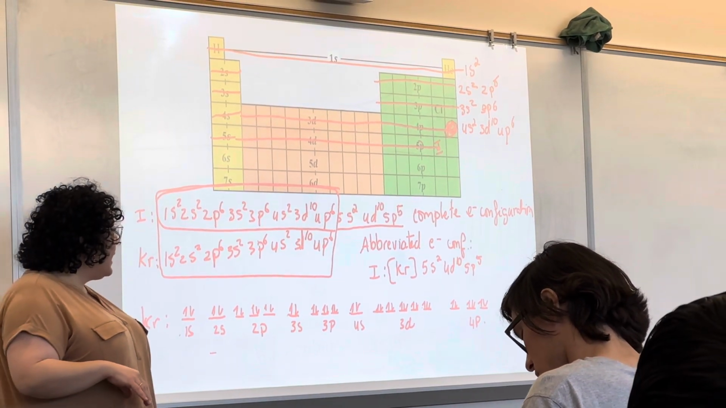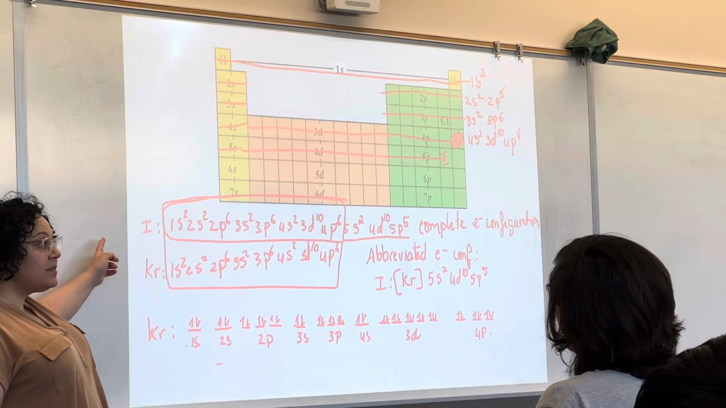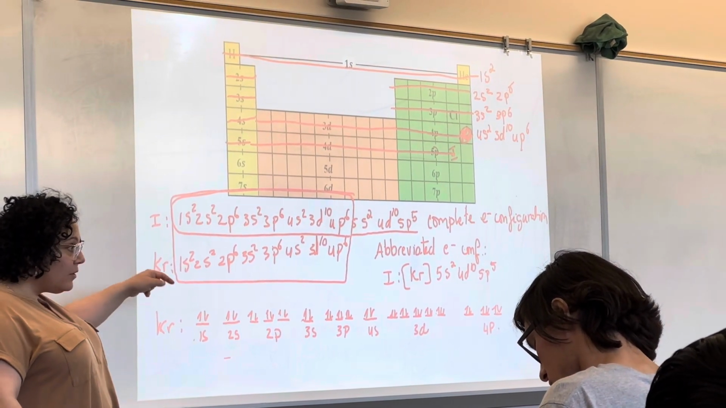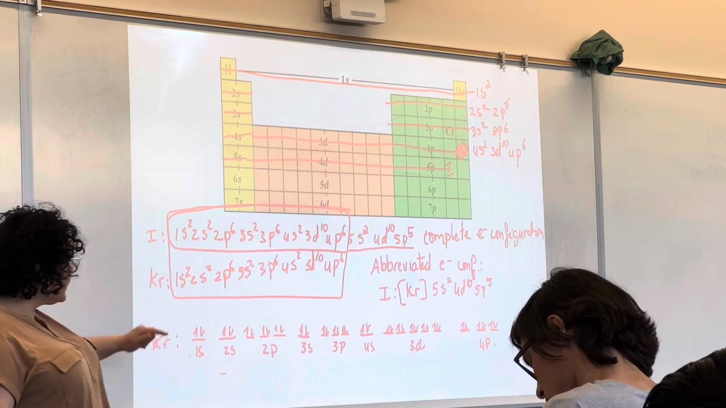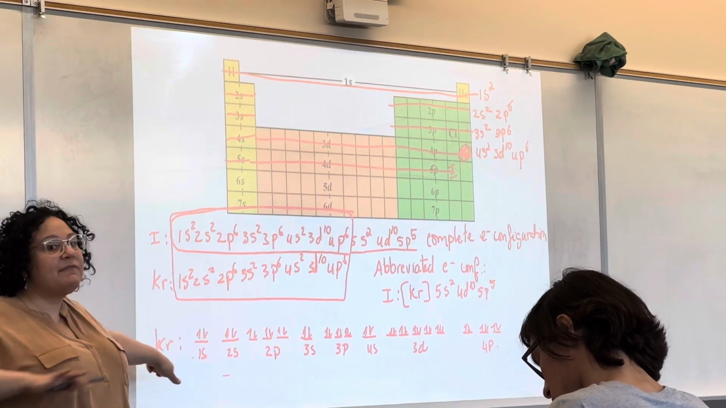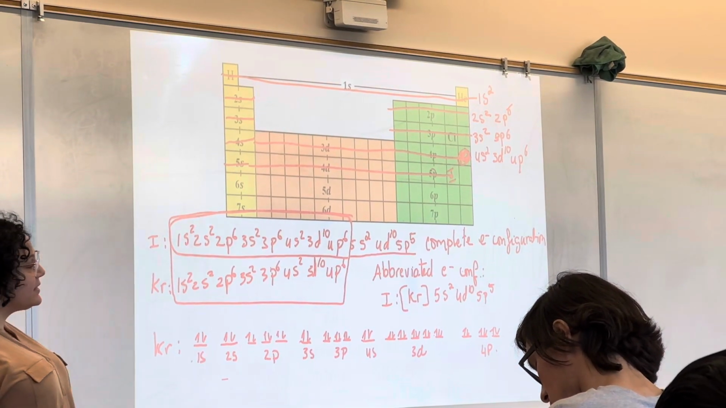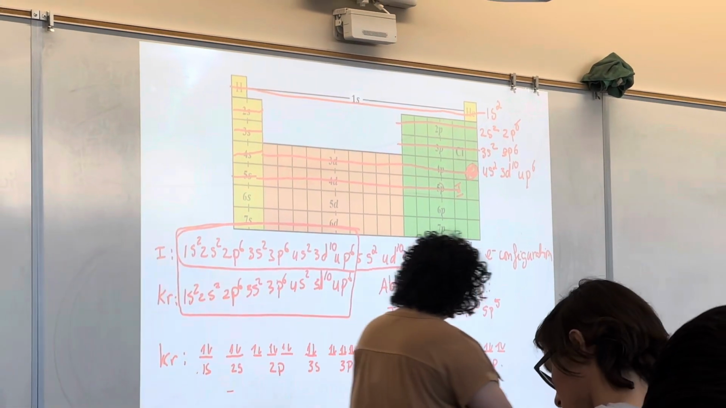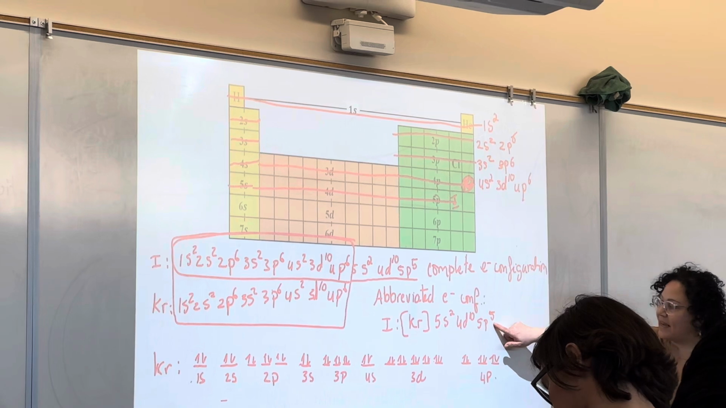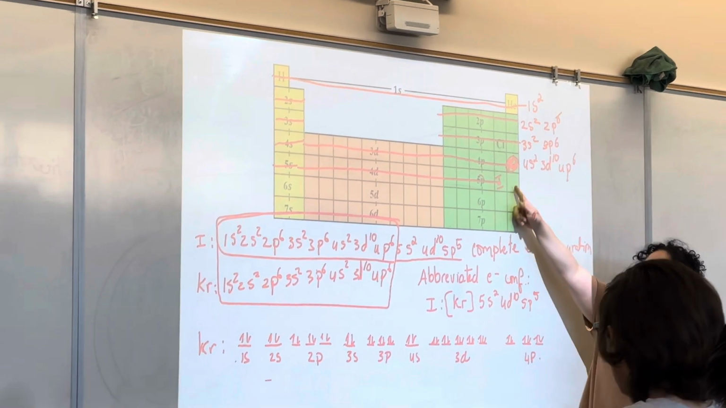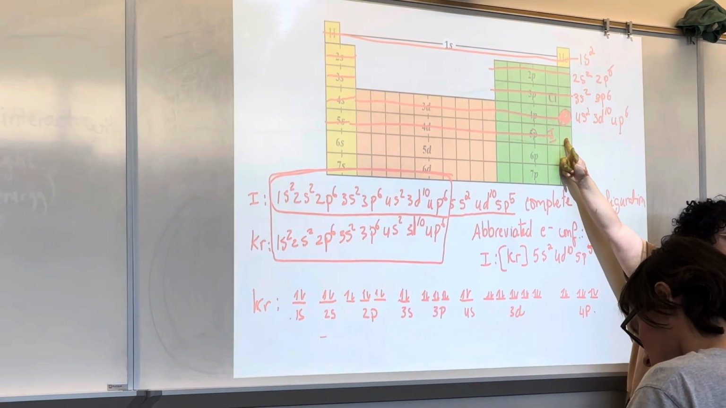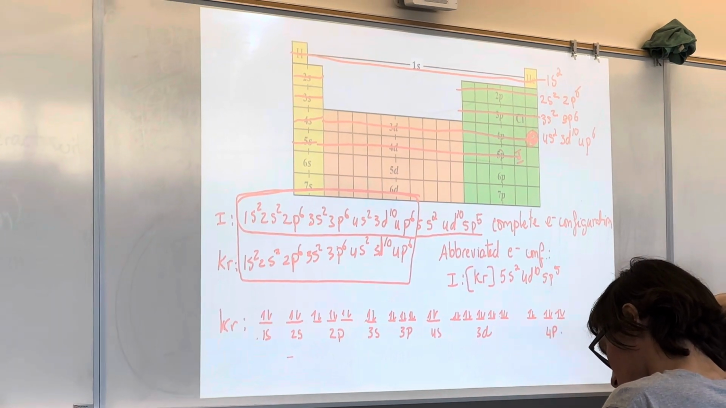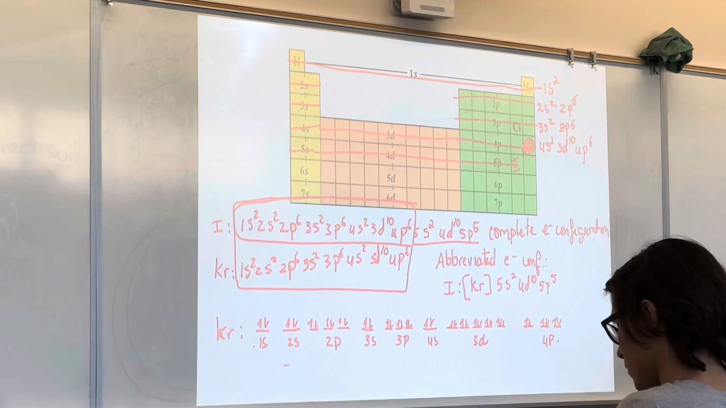Okay? And the other elements want to become like them. They gain or lose electrons because they want to have completely filled orbitals, because that's what makes them stable. So if you look at iodine, it is 1 electron away from the element in front of it, which is xenon. So here we have xenon.